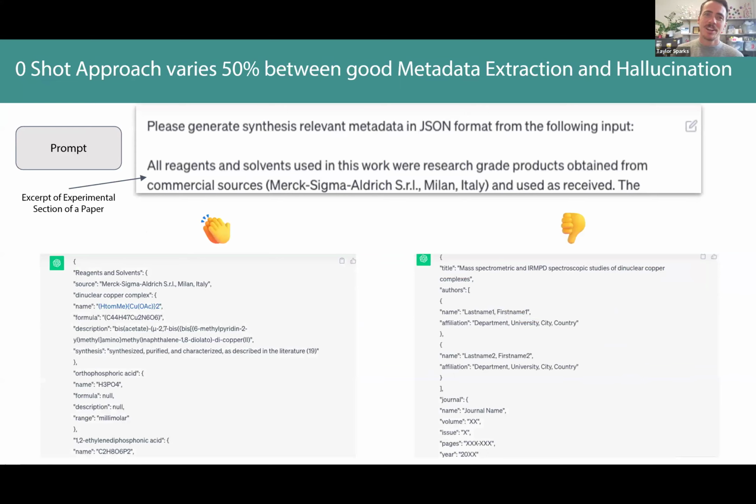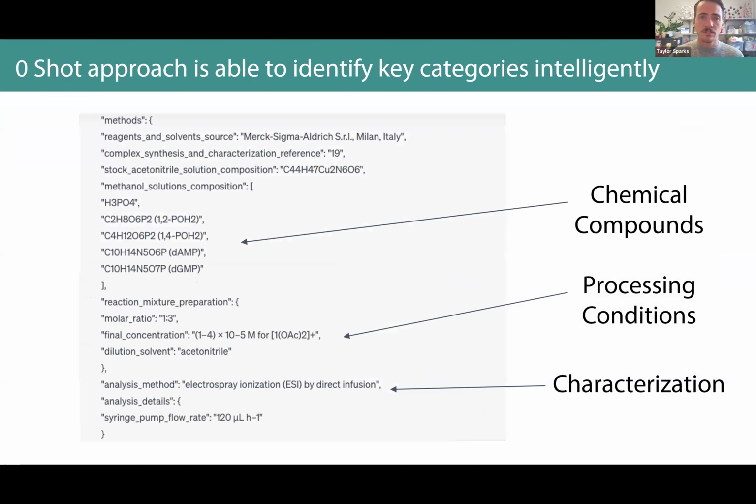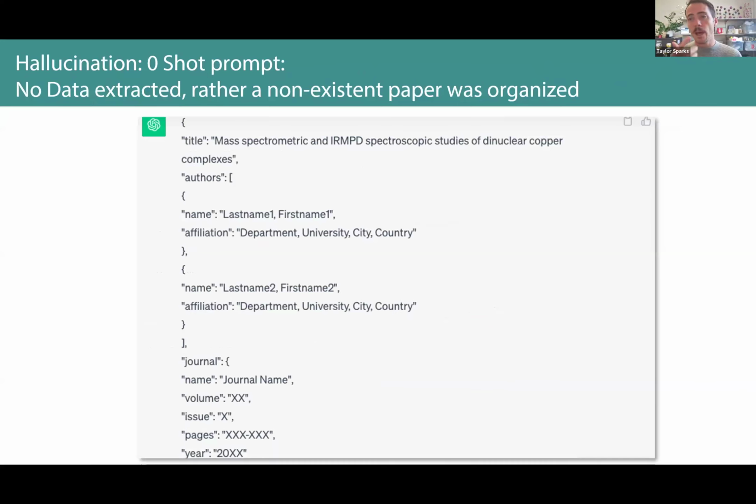But zero shot is also a stochastic process. I just showed you a good example, but there's plenty of times where it does a bad job, where it will either extract nonsense, hallucinate, or just fill it with empty cells. That certainly happens sometimes. But that said, it certainly has the capability of not only extracting things, but doing so in an intelligent way. It will categorize them appropriately. Here it's putting chemical compounds together, processing conditions are getting put in the right spot in their own dictionary, characterization as well. So it looks very promising when it doesn't hallucinate or just fill it with blank spots or filler data.